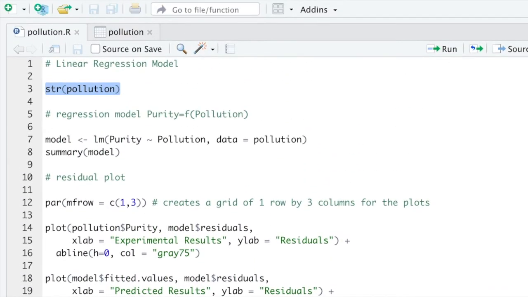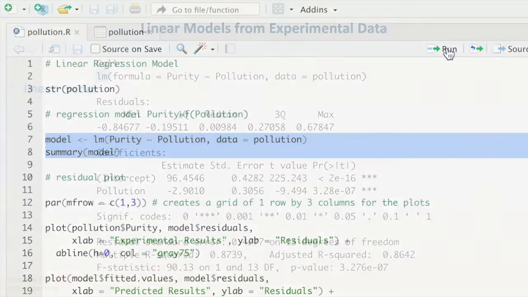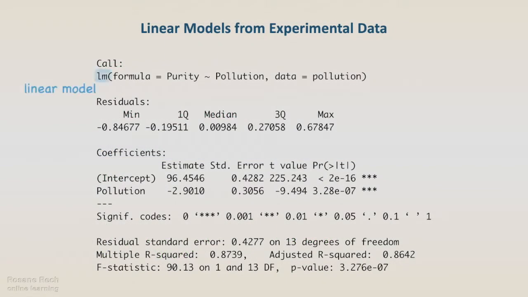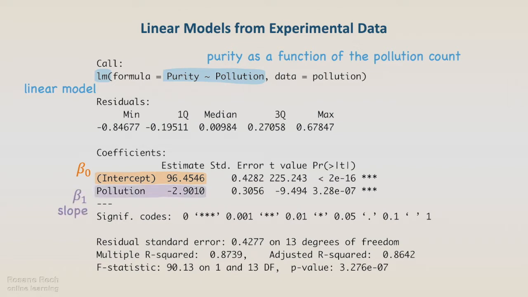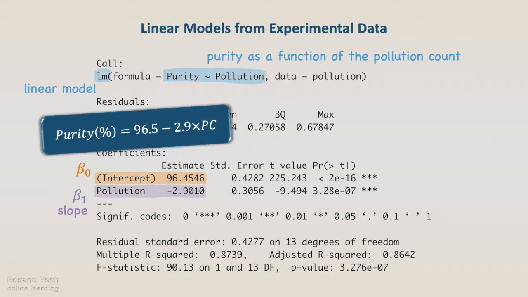Now, let's build a linear model for purity as a function of pollution. The linear model's output for purity as a function of pollution count shows the intercept, beta 0, 96.5, and the slope, beta 1, negative 2.9. These values are used to build the regression model, purity equal to 96.5 minus 2.9 pollution count.